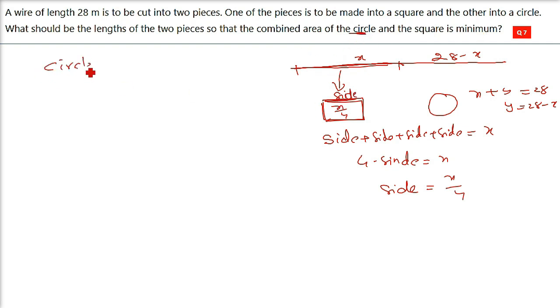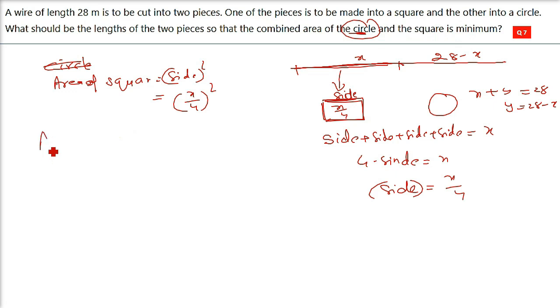What about the circle? The area of a circle is pi r square. You already know pi r square, but before that we need to talk about the area of the square. The area of a square is just side square, and the side is already x by 4, which we have just seen. So side square is x by 4 whole square, which is x square by 16, because 4 4s are 16. This is the area of the square.